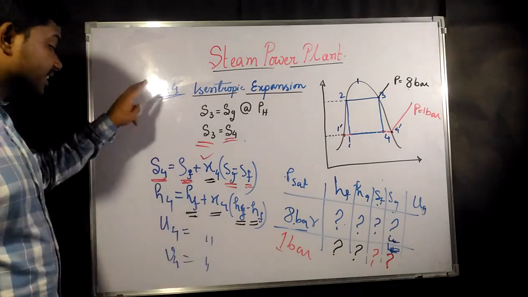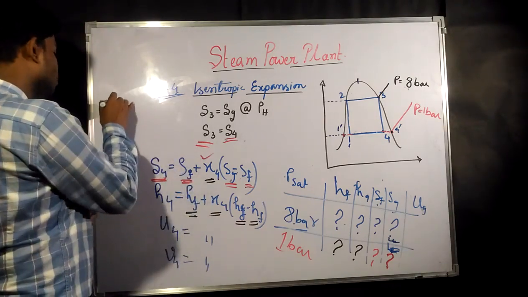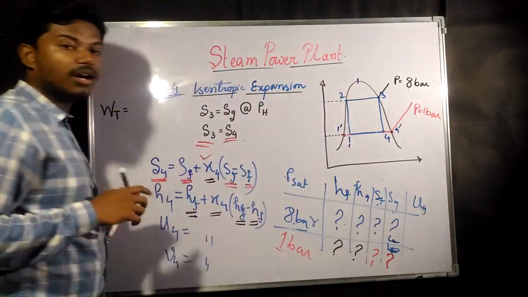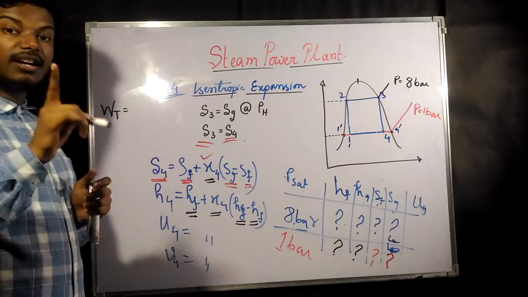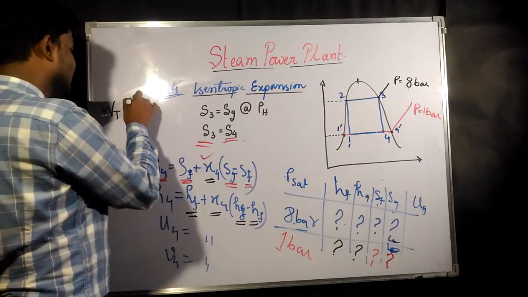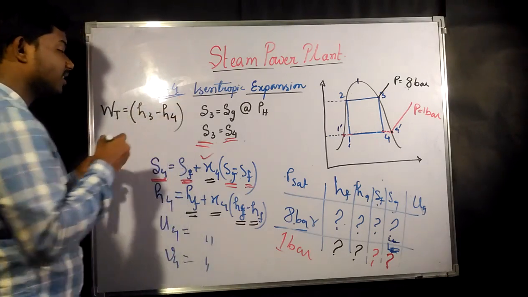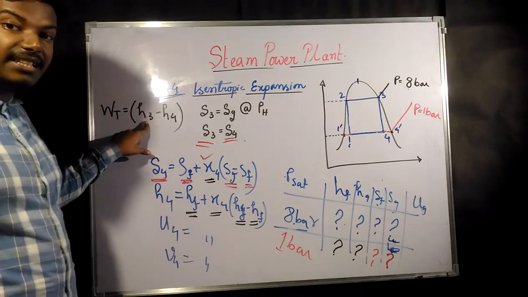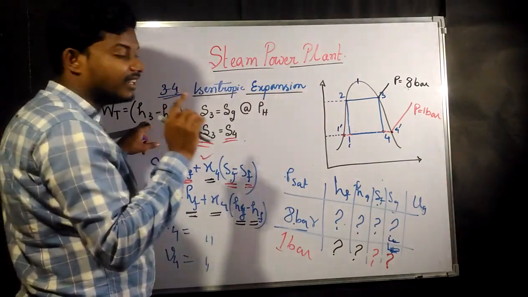I am saying this because if you want to find the work done by the turbine, 3 to 4 is going to be your work done by turbine. And from the first law we have seen that the work done by turbine is nothing but the enthalpy difference. Here it is going to be H3 minus H4. H3, how can you find H3 now? That means the enthalpy at this point.